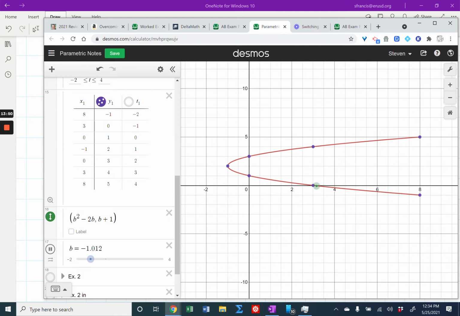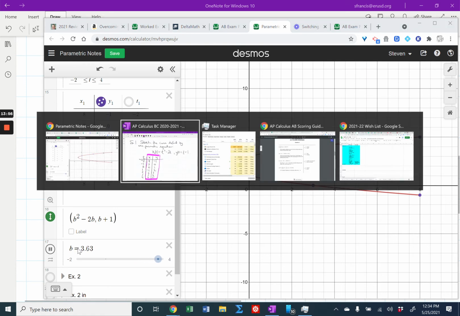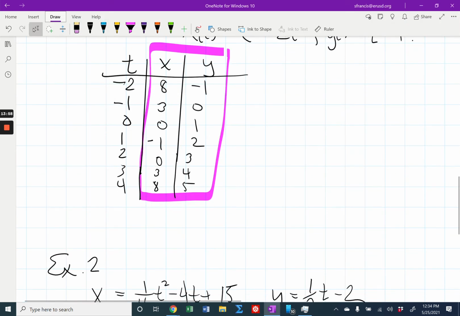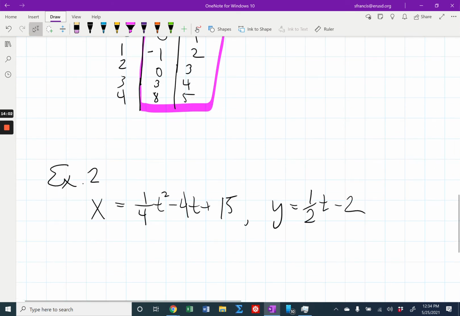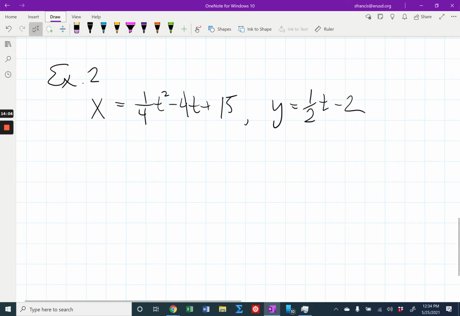All right, let's go on to a different example. Let's go to example number 2. All right, with example number 2, I don't have anything below there. Let's see. Same thing. I want to sketch this set of parametric equations. Again, I could make another table. I could go use technology. I'm going to resort to using technology.